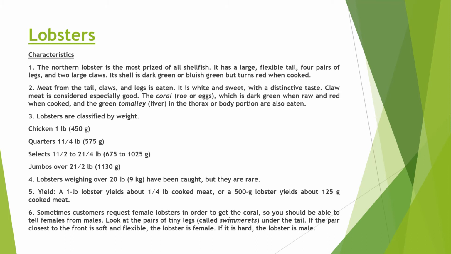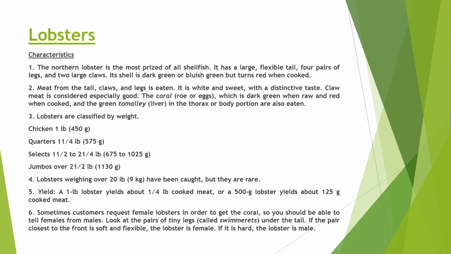And a lot of restaurants here in Belize, and I'm pretty sure around the world, do that for presentation when it comes to plating their lobster. The meat from the tail, the claws, and the legs is eaten. It is white and sweet, with a distinctive taste. The claw meat is considered especially good. The coral, which is also known as the roe or eggs, which is dark green when raw and red when cooked, and the green tomalley or the liver in the thorax of the body portion are also eaten. So that is what is eaten from the lobster.